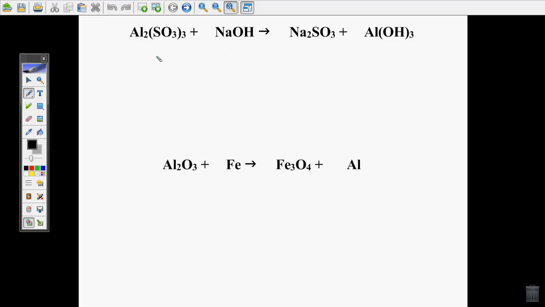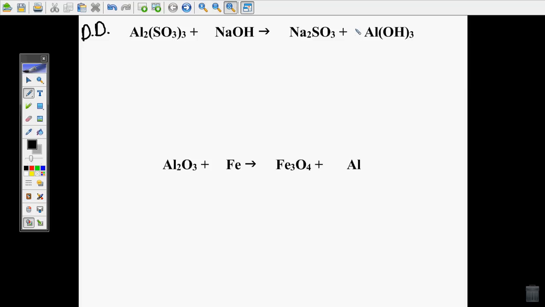Equation practice. So, first of all, what type of equation is this? What happened? We got aluminum swapping places with sodium. So this is double displacement. So let's balance it. We have 2 aluminum here, because I want to do my metals first.